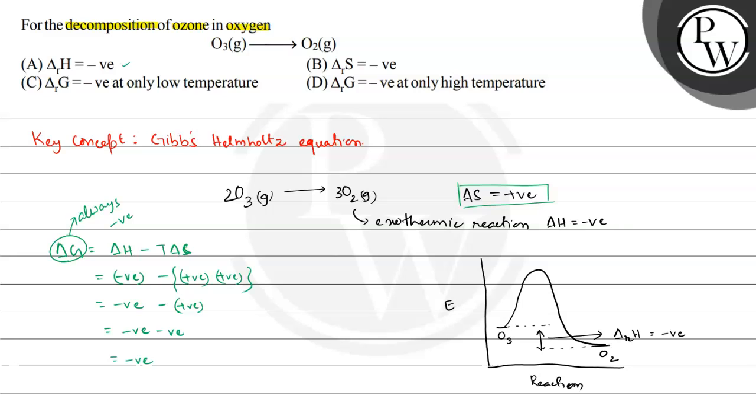So the only correct answer is option A, delta H of reaction is negative. This is the required solution and I hope you understood the concept well.